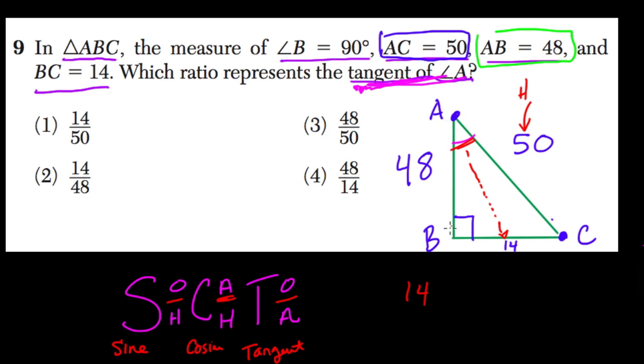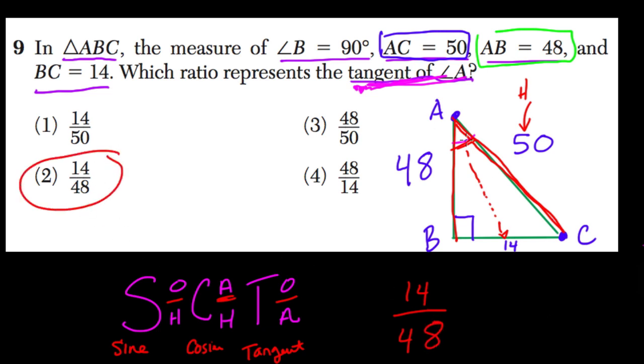And adjacent means that it's next to the angle, or one of the two rays that form the angle. That's what adjacent means. Except one of those rays right here is the hypotenuse. So that's not what we're going to be looking for. So it's AB that we need. So it's 14 over 48.